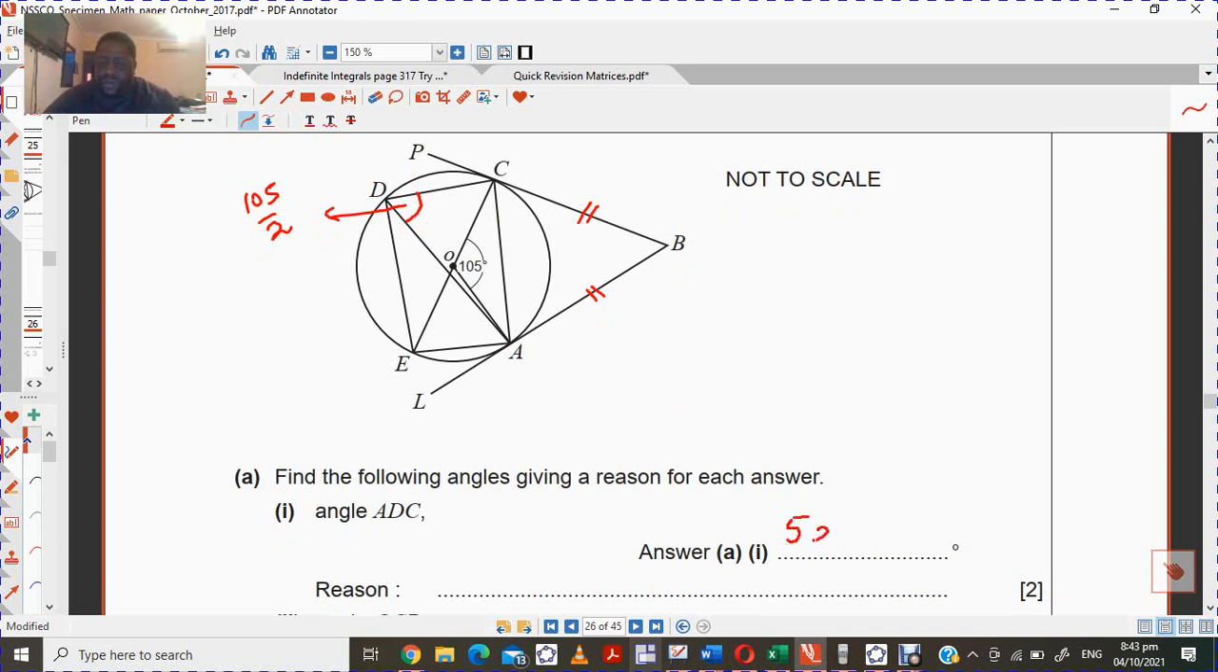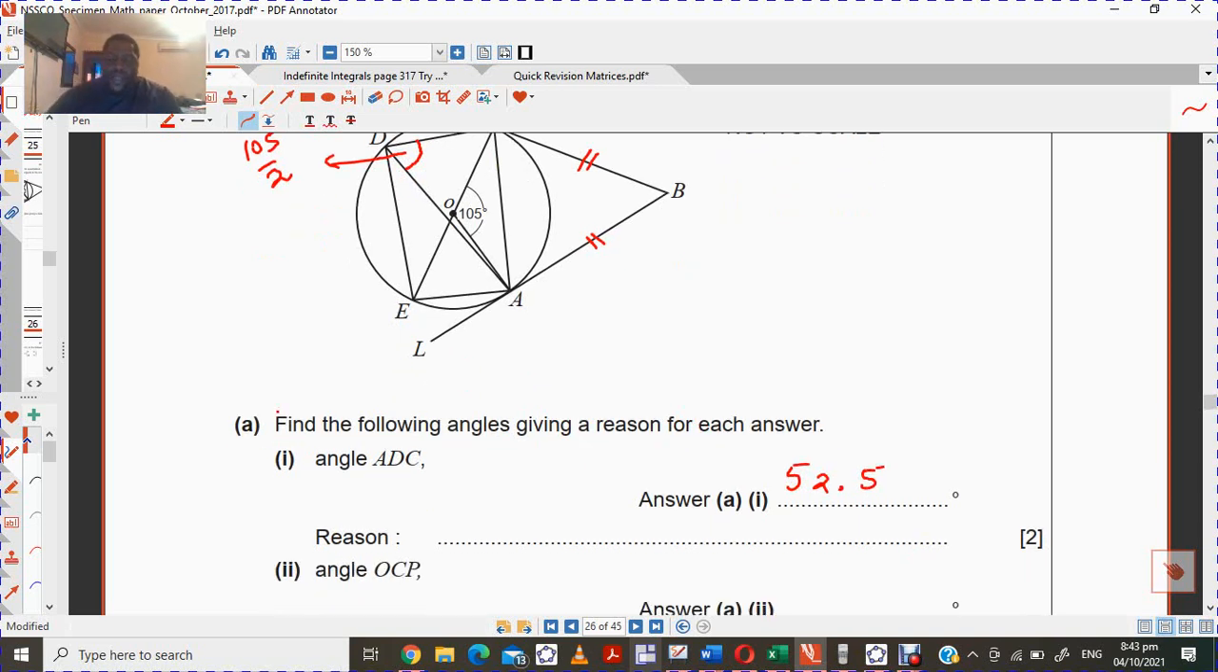So this is going to be 52.5, and it's at the angle at the center theorem. Okay, we know that angle at the center... the word center is written quite weirdly. Angle at the center. So what does that mean? The angle at the center is twice the angle at the circumference subtended by the same chord.